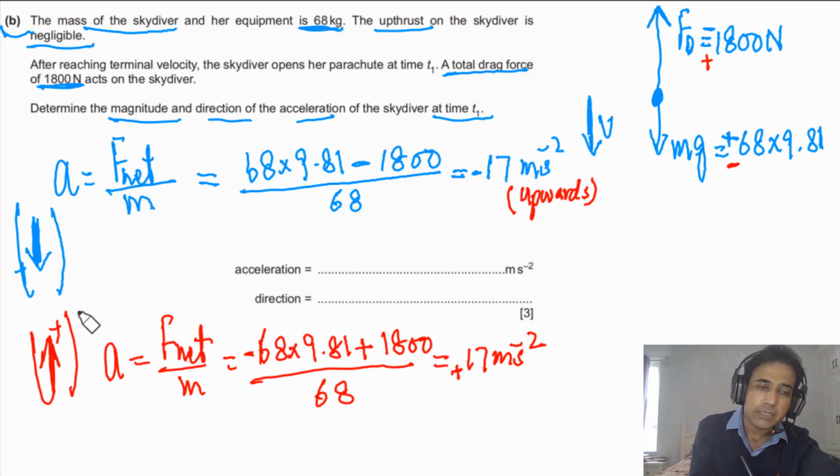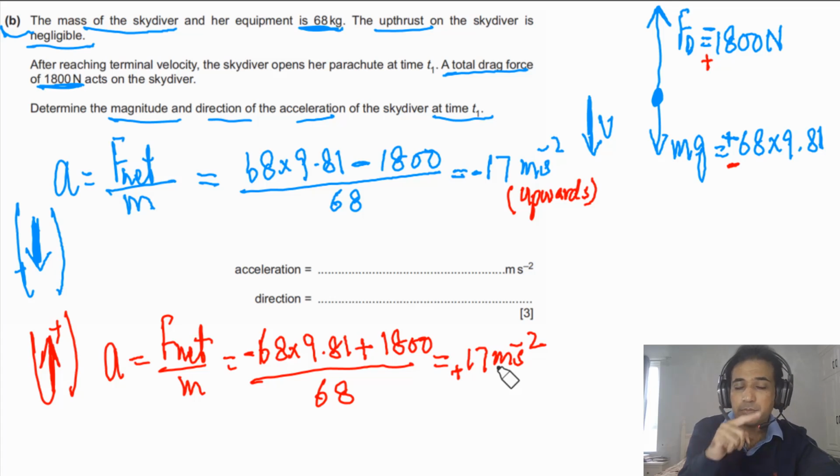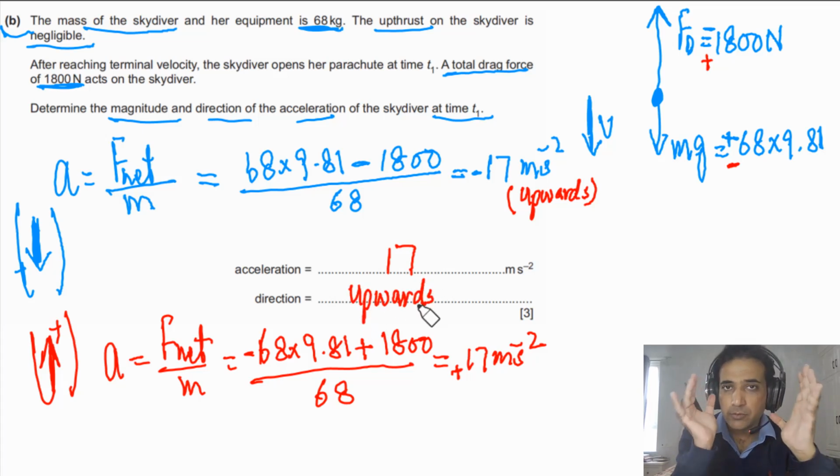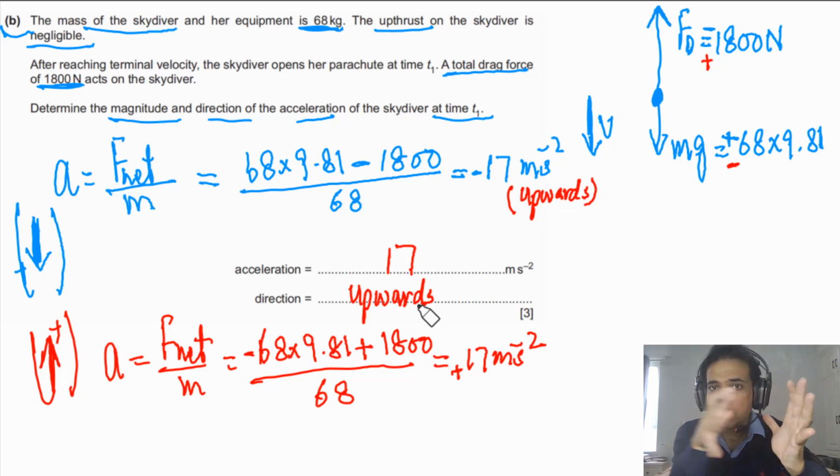It means this is in the same direction as we have taken here. So we set up as positive, the answer is positive, it means they are in the same direction. So we can say acceleration is 17 and direction is upwards. So this is how you need to answer. Don't get confused with negative and positive. Just take one direction as positive, and then just stick with that.